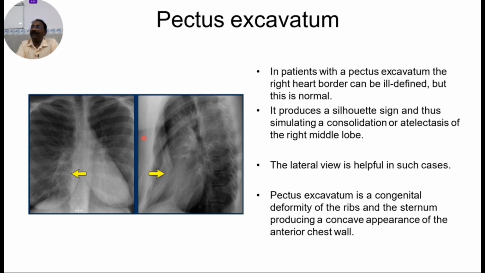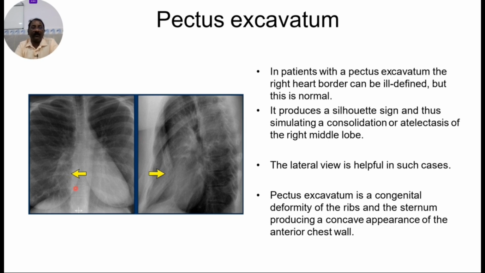So pectus excavatum, etc. So these are all the structural lesions or the bony lesions. The right heart border can be ill-defined, but this is normal here. It produces a shell-out sign, simulating a consolidation or atelectasis in the right middle lobe.